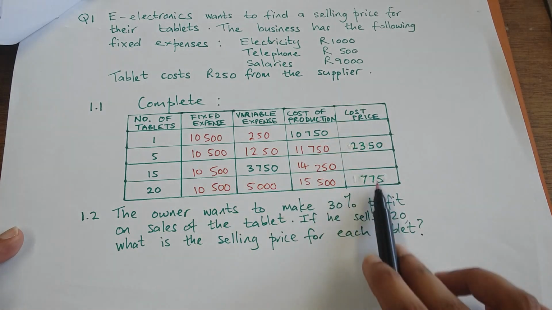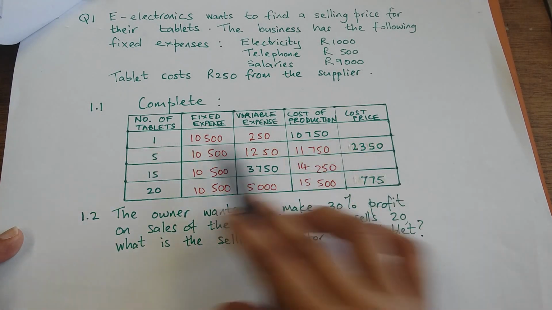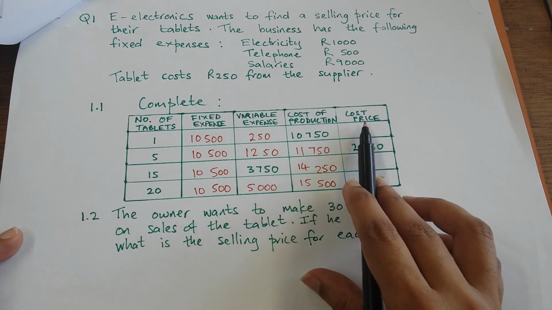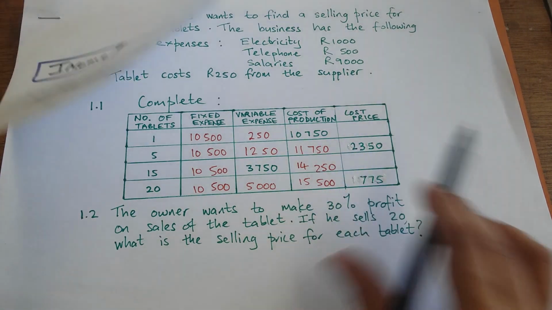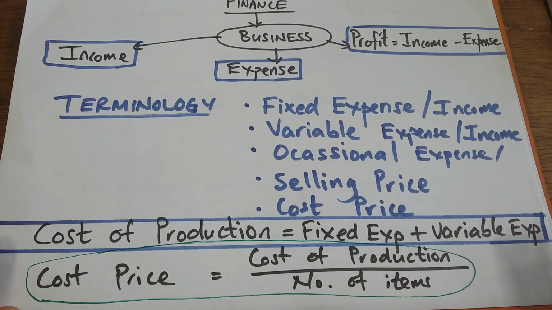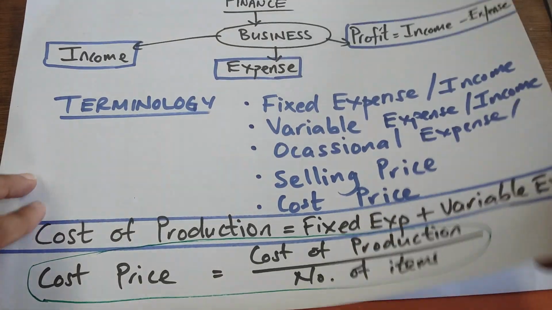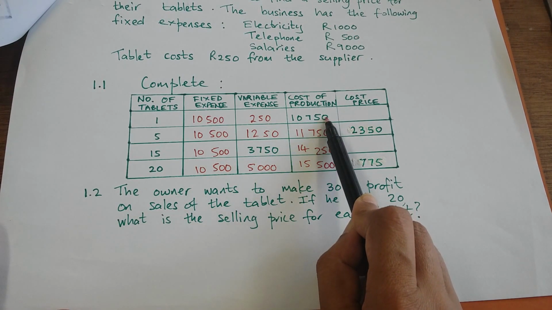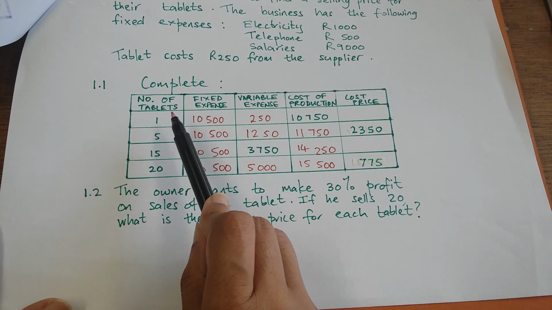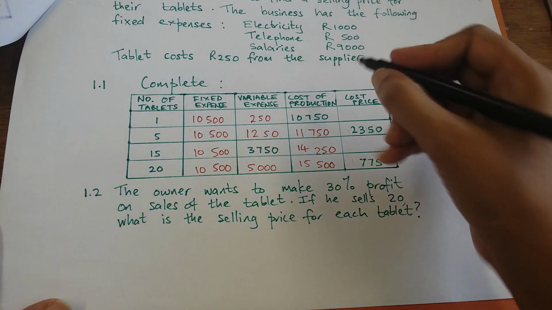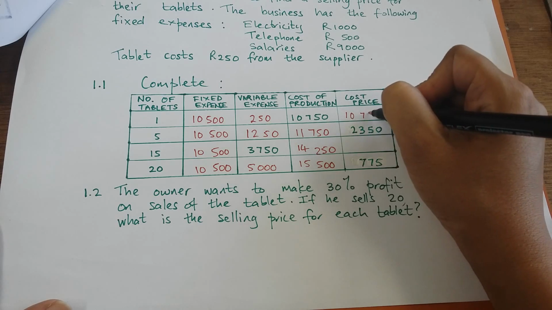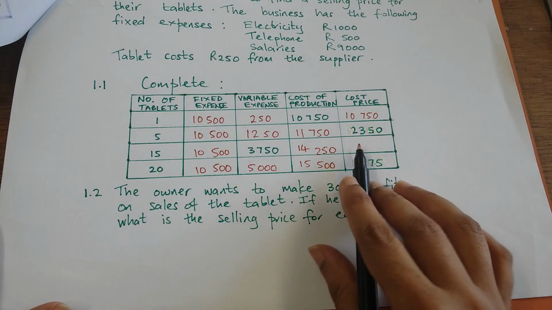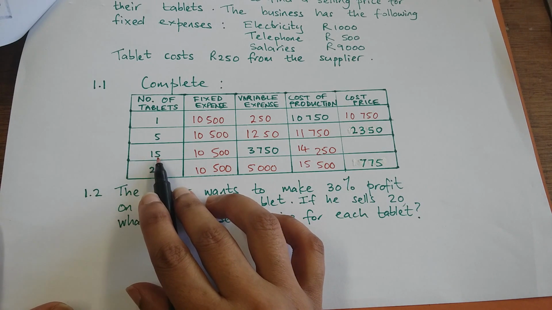Let's go to the last column. So all the way across. One tablet, my cost price. So I'm going to go back to my notes. Cost price is equal to cost of production divided by number of items. So I'm going to say cost of production, which is 10,750 divided by number of items, which in this case is 1. That gives me 10,750, stays the same.